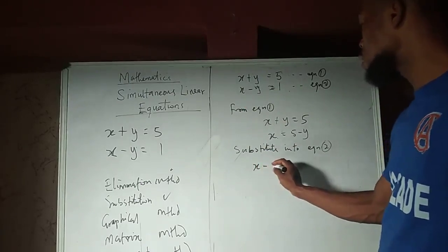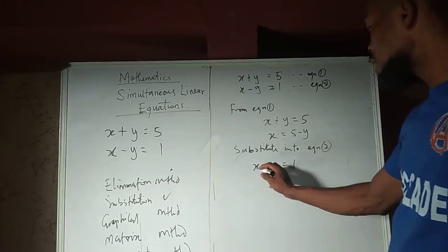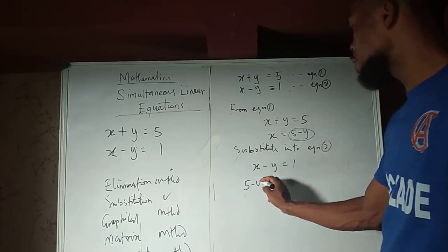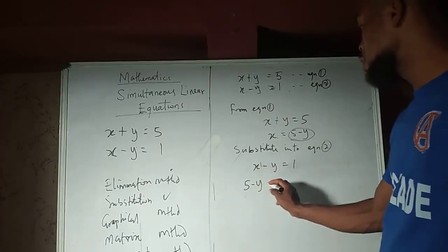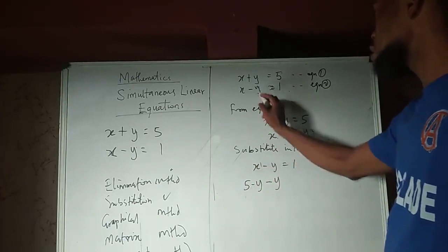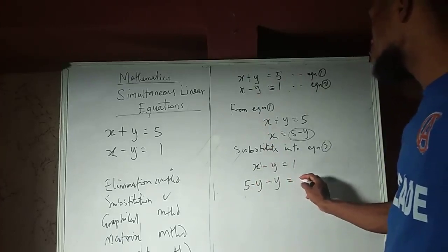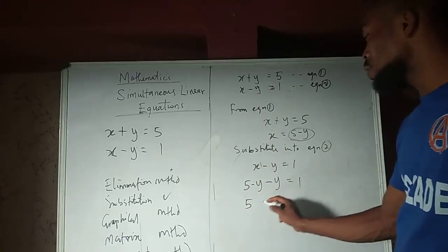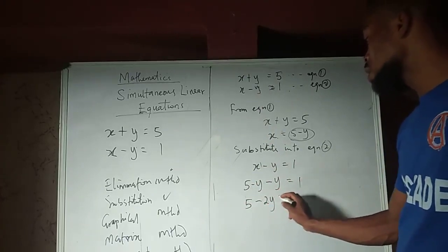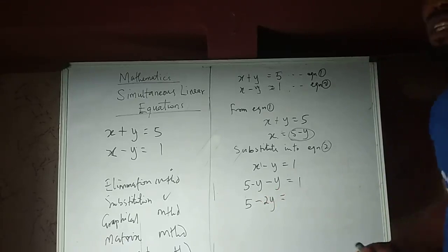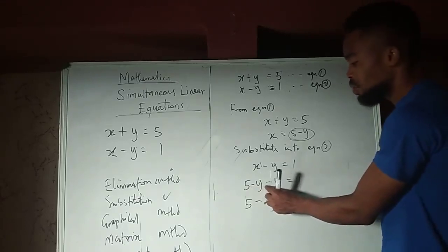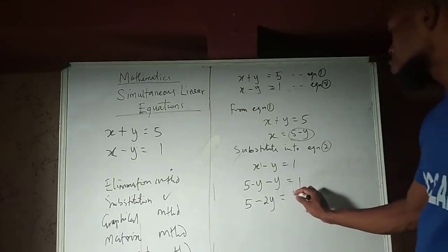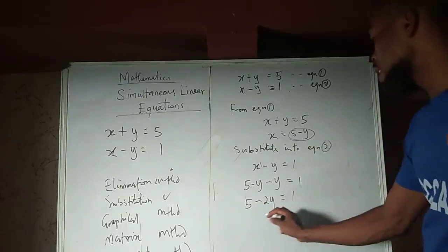This is equation 2, x minus y equals 1. But x from equation 1 is 5 minus y. So I'm going to put this here, 5 minus y for x, right? Then minus y, that's the remaining minus y here, equals 1. So minus y and minus y will give you minus 2y. This is actually like adding: minus 1y plus minus 1y becomes minus 2y, equals 1. So what do we do from here?